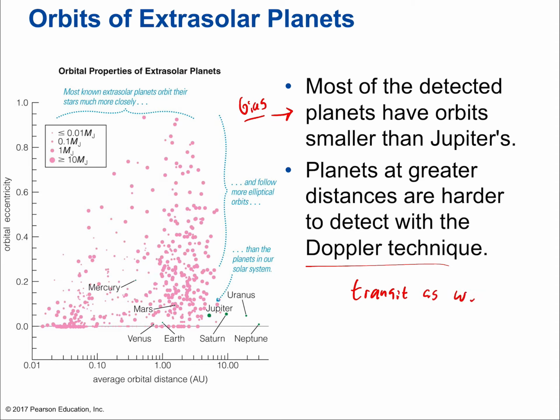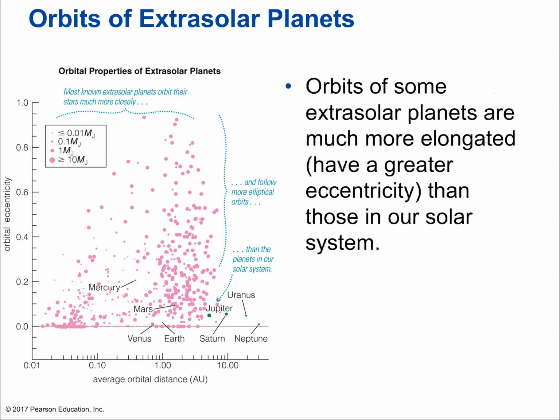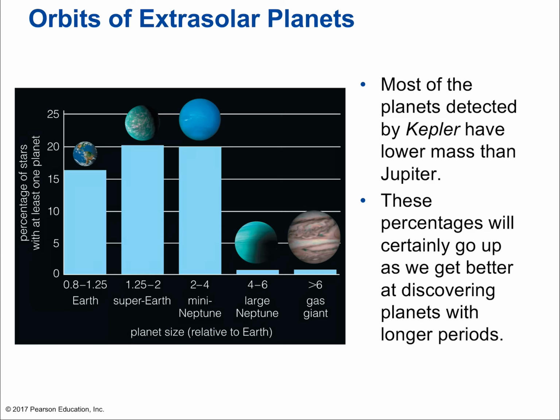Okay, so good luck combining those techniques together to get density. All right, so orbits of some extrasolar planets are much more elongated. They have a greater eccentricity. Okay, we mentioned that. That was this data here, all the high eccentricity planets that are fairly close in. By the way, we do have some pretty highly eccentric orbiting bodies in our own solar system, but they're all the really distant ones, like Pluto and other Kuiper Belt objects, right? That's where you're going to see eccentricities as high as these planets here that have been measured, okay?